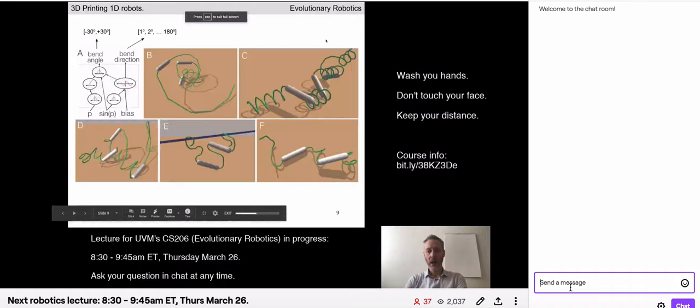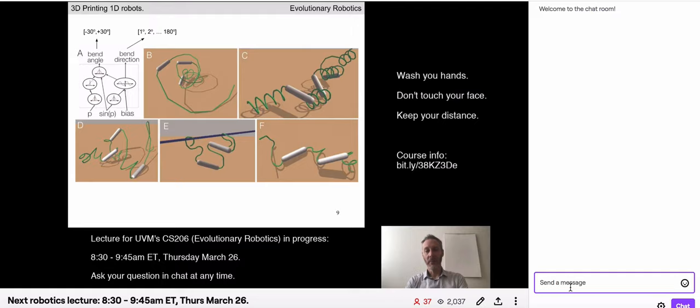As you could see, there was a simulation and reality side to this project. They're going to be evolving the 3D shapes of these robots, the physical structure of these robots, and their controllers. So let's have a look at how this works. You'll notice the genotype is shown in panel A, and then various different phenotypes or different evolved robots are shown through panels B through F.